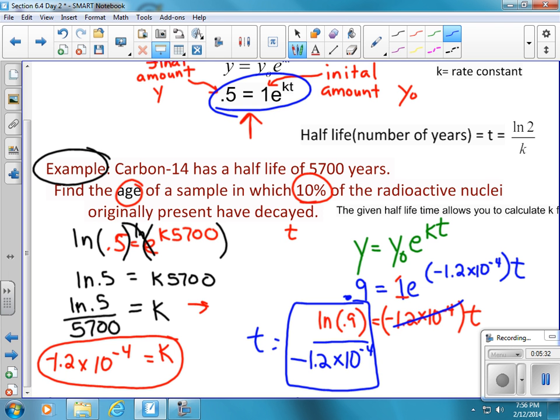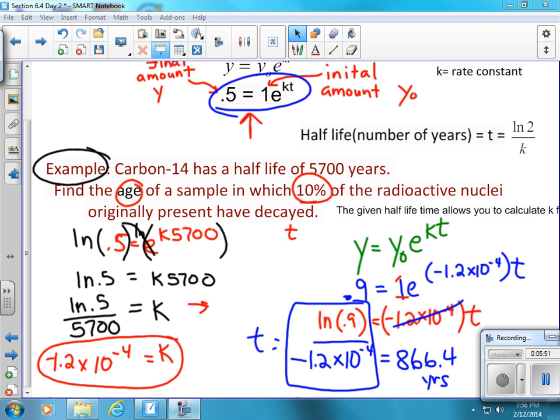And you can calculate that. And if you do calculate that, you get 866.4 years. And that's in years because of other parts of the problem. By other parts of the problem, I mean that it says the half-life was 5,700 years, so we know this unit is also in years.